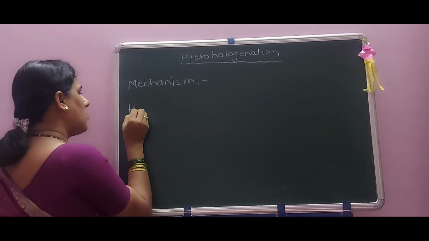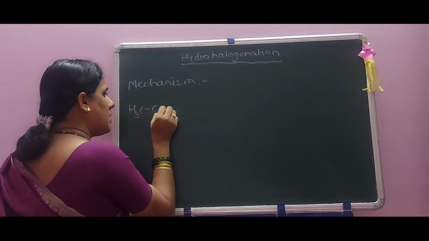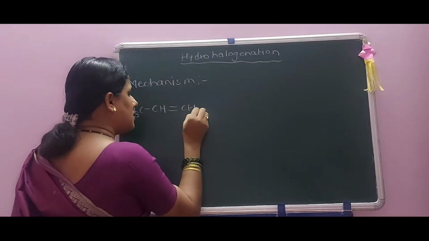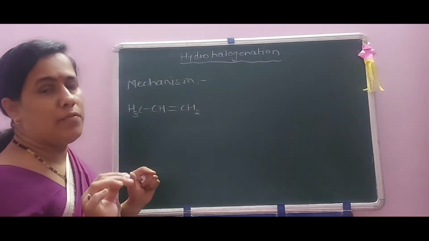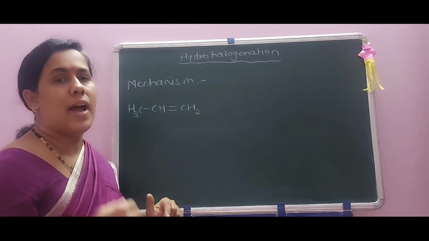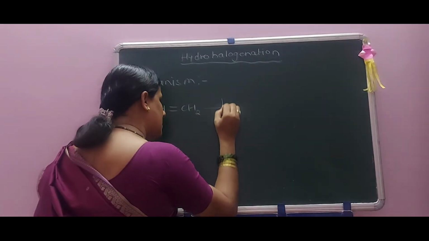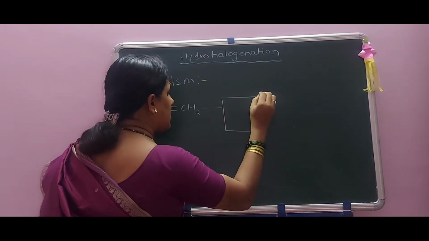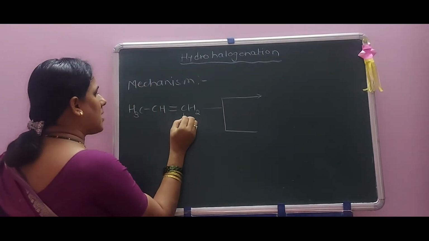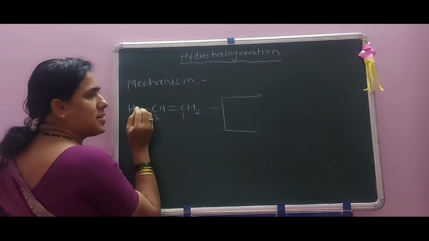Okay, now the example is CH3-CH=CH2. In this mechanism, what is the first step? That is the addition of an H+ here, in either of two ways. These are the two ways. This is carbon number 1, this is 2, and this is 3.